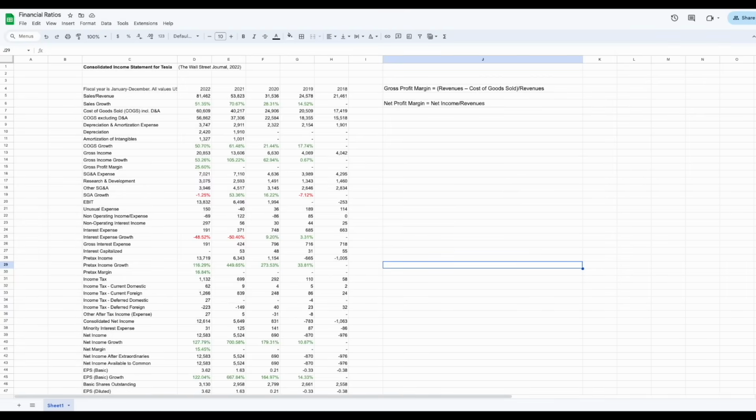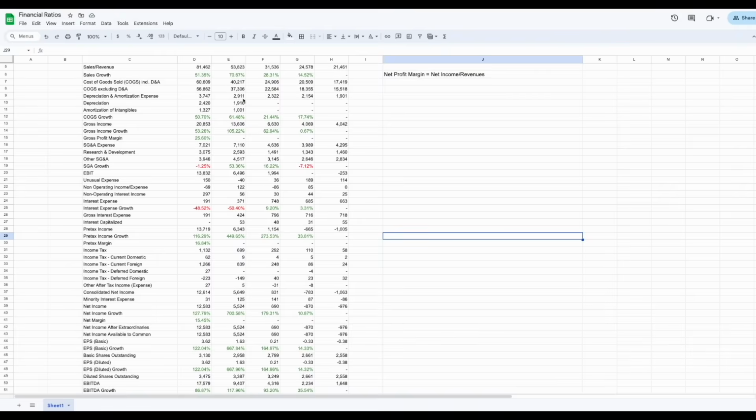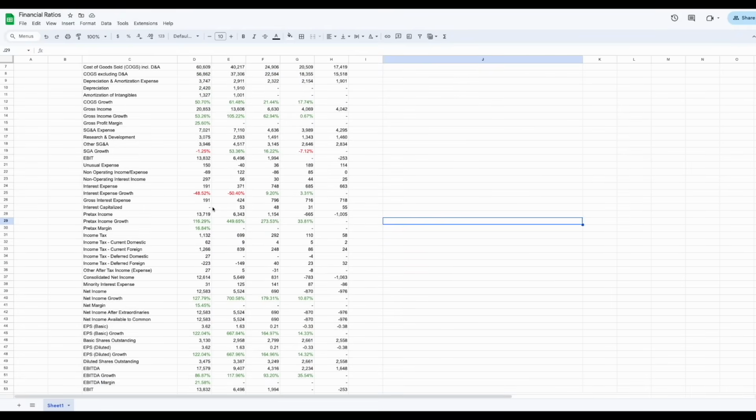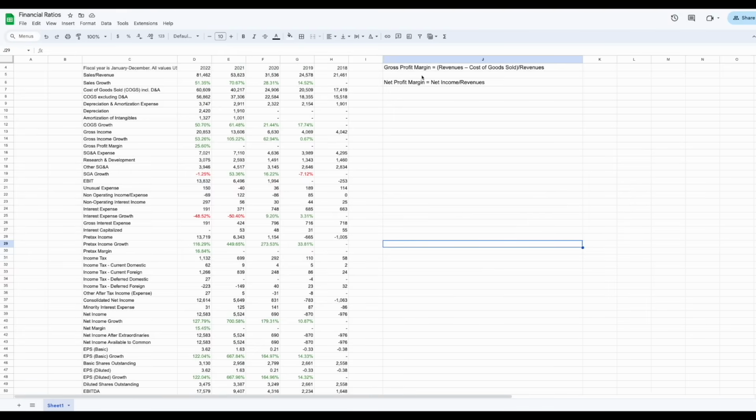All right, so now we can go through a quick, simplified version of a consolidated income statement and all these financial documents to calculate two ratios, the gross profit margin and the net profit margin for Tesla. I got this data from the Wall Street Journal, and it's just a consolidated income statement of Tesla with all this information here. To calculate the gross profit margin, I have the formula right here. So it's the revenues minus the cost of goods sold divided by the total revenues.